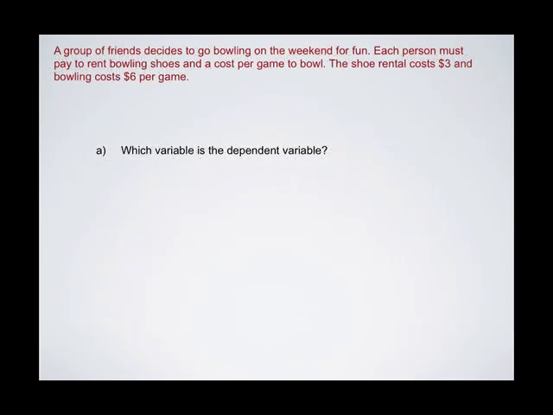Which variable was the dependent variable? Well, we had talked about that already. The total cost of bowling depends on the number of games bowled. So that makes it the dependent variable, and it will go along the vertical axis.